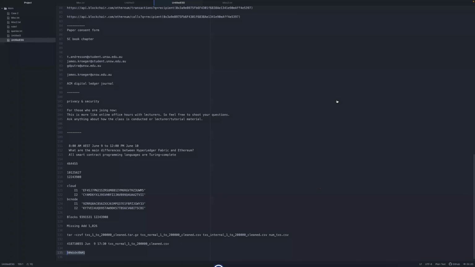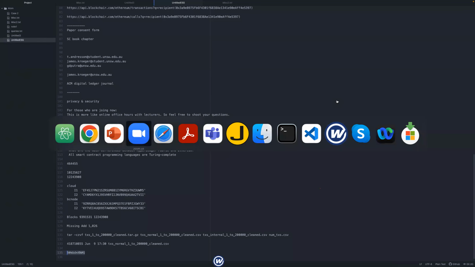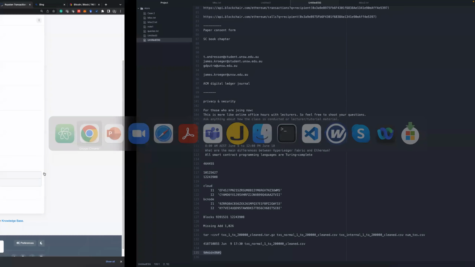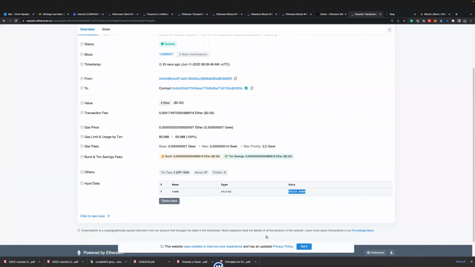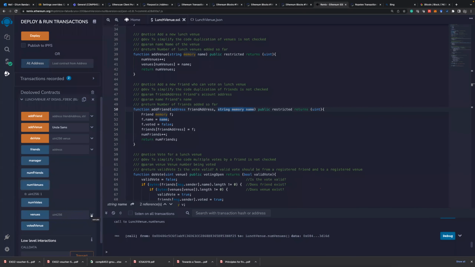Okay, let me go back and also show you. Now, if I'm trying to look at the number of venues, I can just do a getter function call, and it should return the number of venues, which is now 1 because I added 1 place. So this is a browser web-based IDE called Remix.